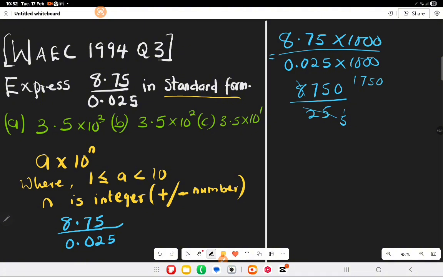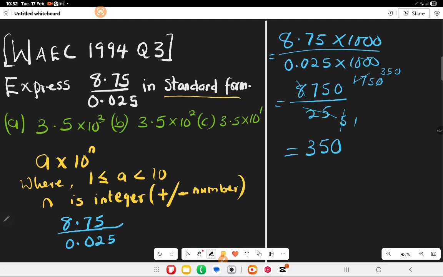Then 5 can still go. 5 into 5 gives us 1. 5 into 17 gives us 3. Left with 2. Attach the 2 to 5 gives you 25. 5 into 25 gives you 5. And 5 into 0 is 0. Therefore, this will give us 350 as the answer. But that is not the end.